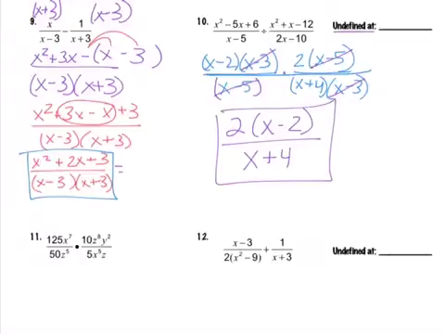They want to know when it's undefined, and I go back to my original right here, and I write when it would be undefined. It would be undefined if this was 5, this was negative 4, and this was 3. So 5, negative 4, and 3.